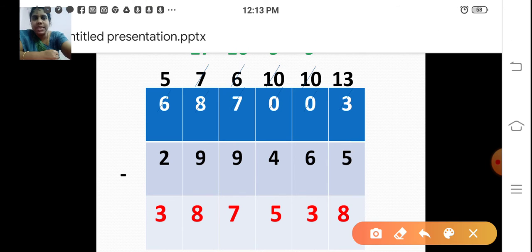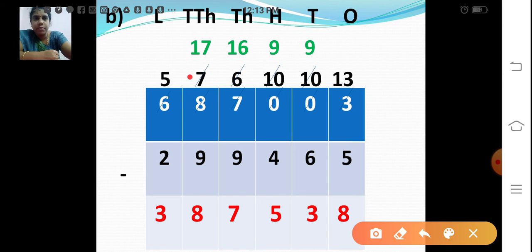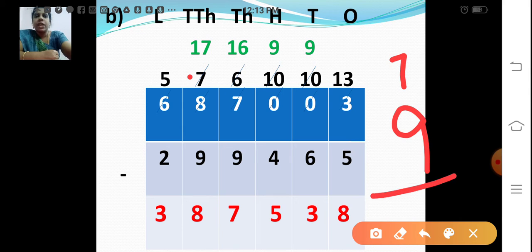Now let's move on to the 10,000 place. So I'm having number 7, right? I've given 1. So 7 minus 9, is it possible? It is not possible. So I'm going to borrow 1 from the lakh place. My lakh place will become 5. So this will become 17. I'm going to give 1 lakh. That means 10,000. 10,000 plus 7,000 is 17,000.